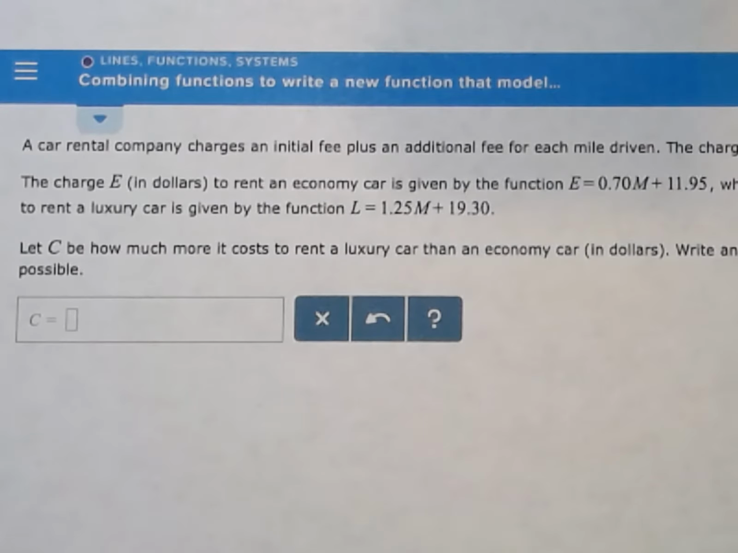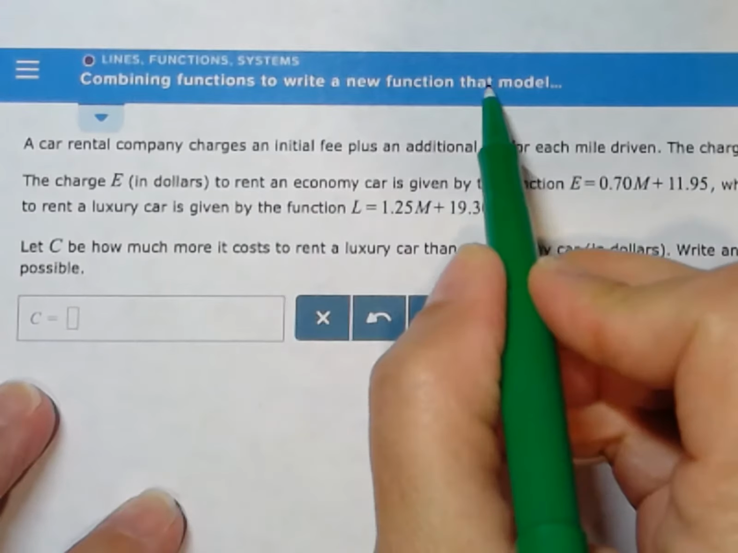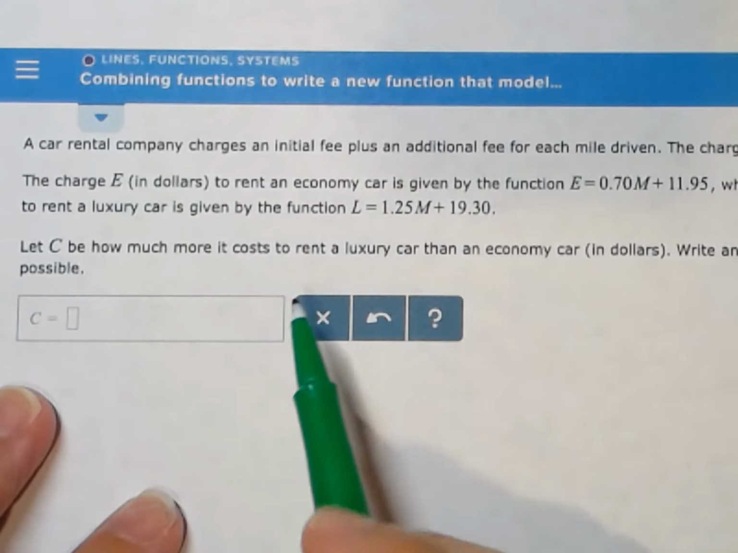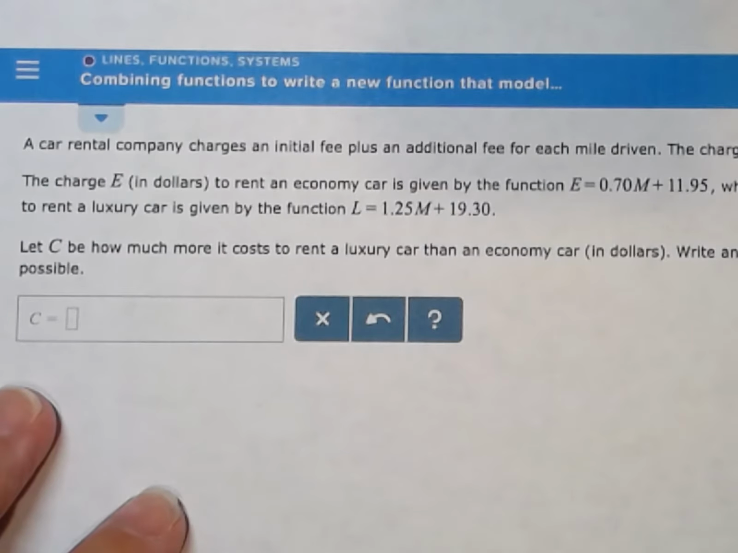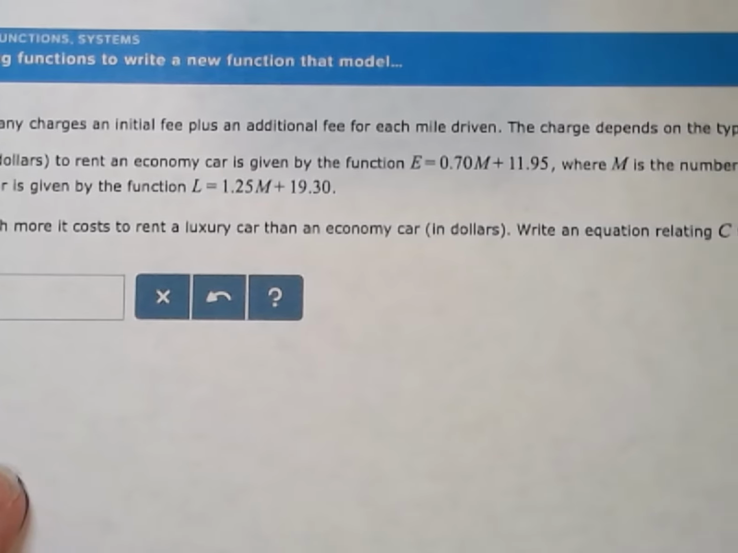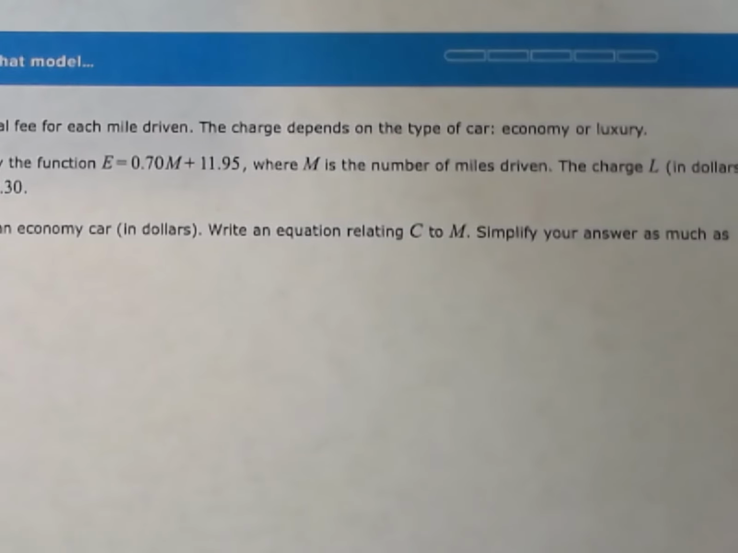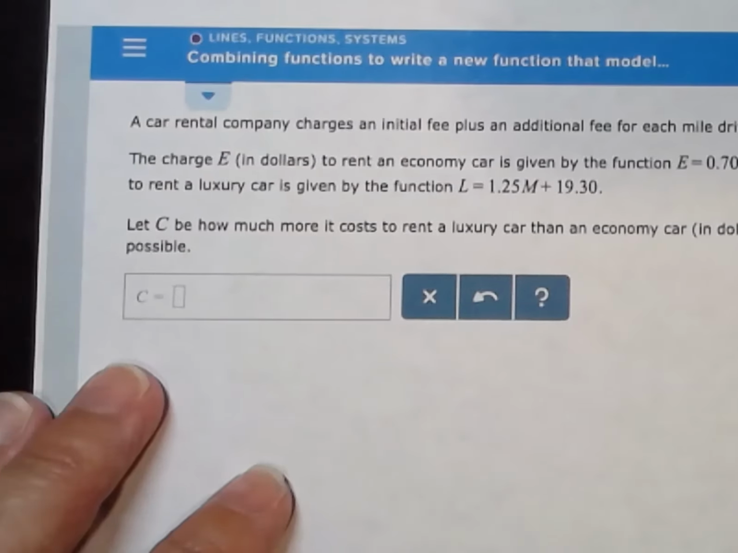Okay, in this problem, we're looking at combining functions to write a new function. If we read through the question, it says a car rental company charges an initial fee plus an additional fee for each mile driven. The charge depends on the kind of car, economy or luxury.